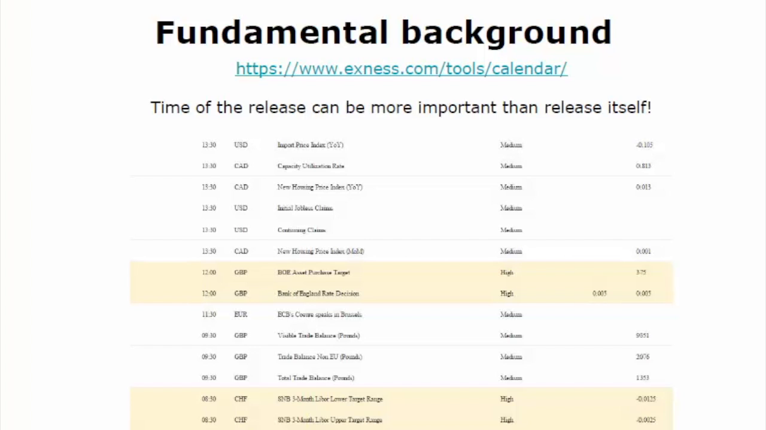the economic calendar. To do this, you can follow the link shown here, www.exness.com/tool/calendar, and you see different news releases here. And all important news releases are marked with different colors. With different colors we can see the relative importance of such news. For example, here we have a high level of importance because we had the Bank of England rate decision. Rate decisions from central banks are really important for the market because they affect rates of major currencies.